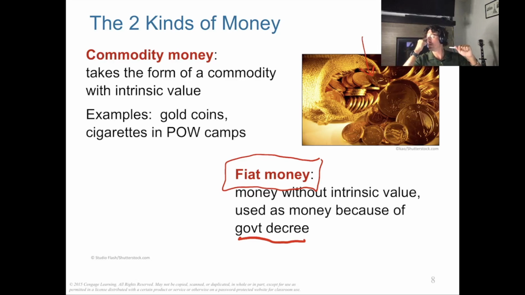It was in 1933. And if I remember correctly, it was around the 1970s that the United States completely severed the connection between the dollar and gold. So now we live in a world with fiat money, where the word fiat means money that has a value by fiat, by government decree.